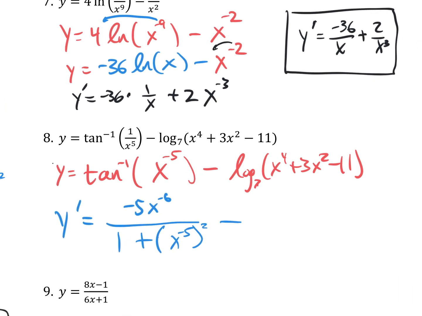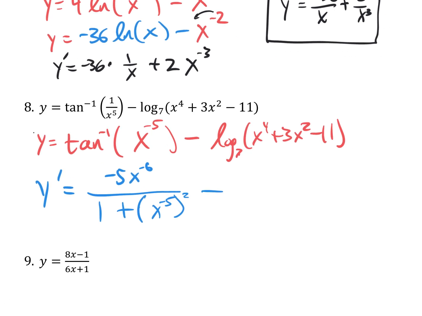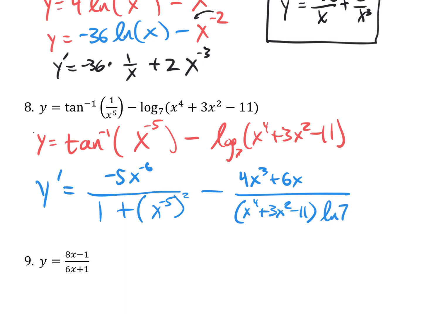Minus, now we've got our log rule, which is going to be u prime over u. That means the derivative of the inside over the function itself. Well, the derivative of the inside is 4x cubed plus 6x, and that's it, all over the inside, x to the fourth plus 3x squared minus 11, times, now since this is not the natural log, it's log base 7, we need a conversion factor. The conversion factor is the natural log of 7, so don't forget that.